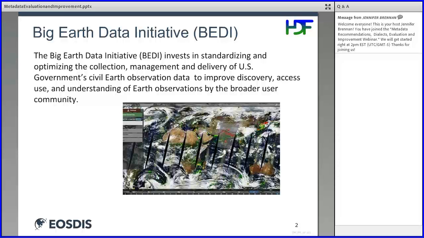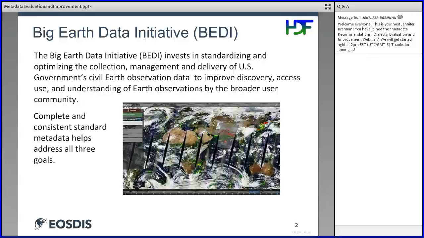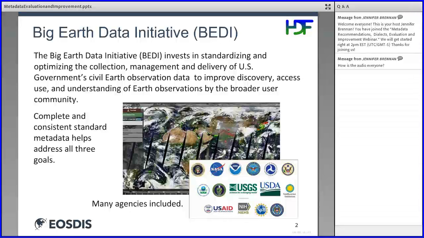And complete and consistent standard metadata helps address all 3 of these goals, and that's primarily the goal of our work, to help improve consistency and completeness of metadata. Another nice thing about BEDI is that it's included by all of the agencies that are in USGEO. So this work is supported by NASA, and we have some results with NASA metadata and some results for USGS metadata, but we're actually happy to work with any of these other agencies, and our approaches are very general.